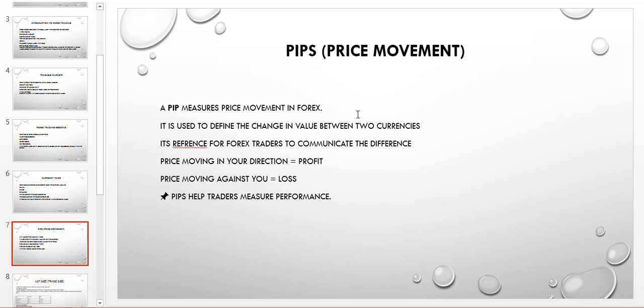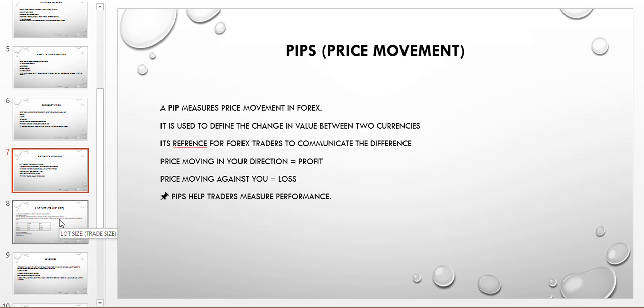The next one is pips. Pips means price movement. A pip measures price movement in Forex. It is used to define the change in value between two currencies, and it's a reference for Forex traders to communicate the difference. Price moving in your direction means you're making profits, and price moving against you means you are making loss. In the Forex community, as Forex traders, you are communicating, like, okay, gold did 1,000 pips today, or USD JPY did 100 or 500 pips today. We explain more on pips, how they are calculated, later in our lesson.